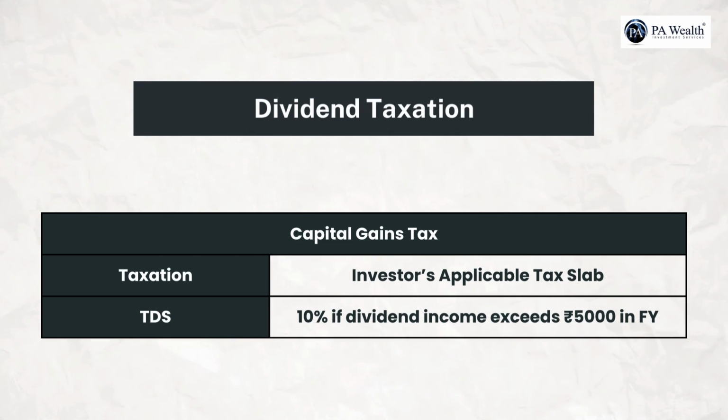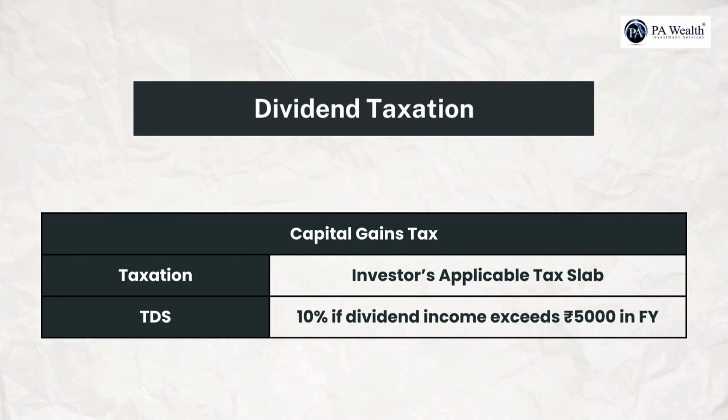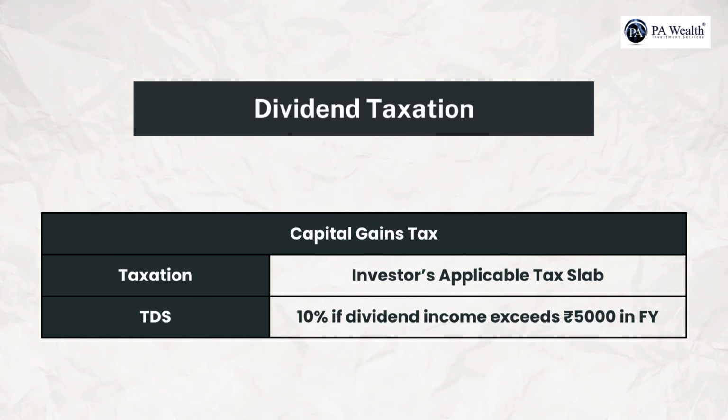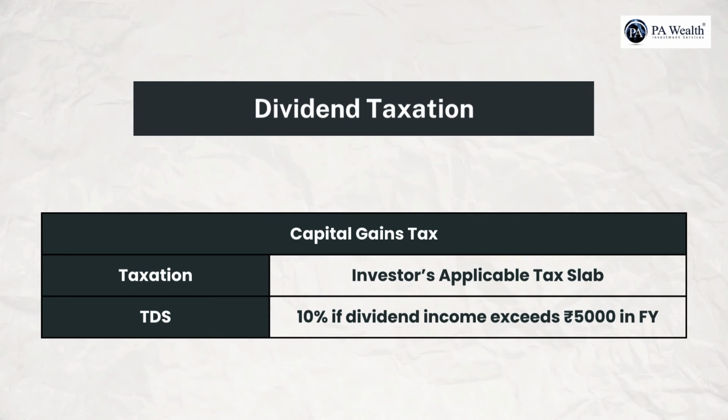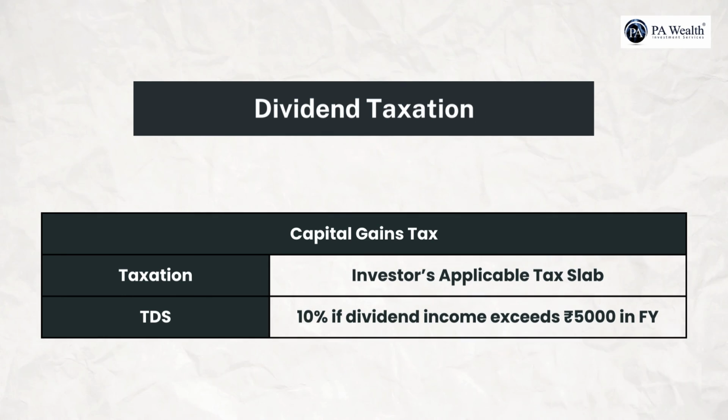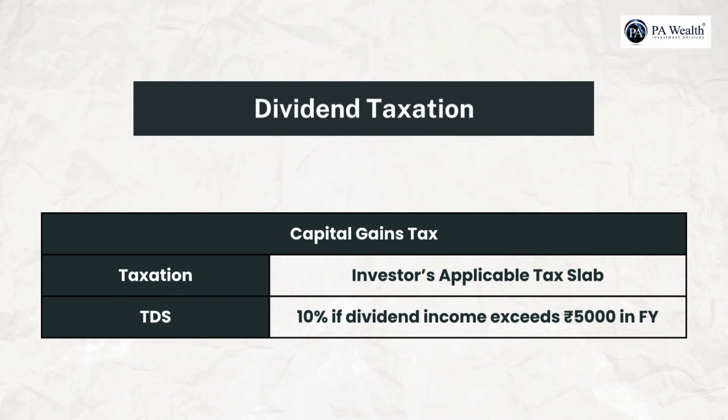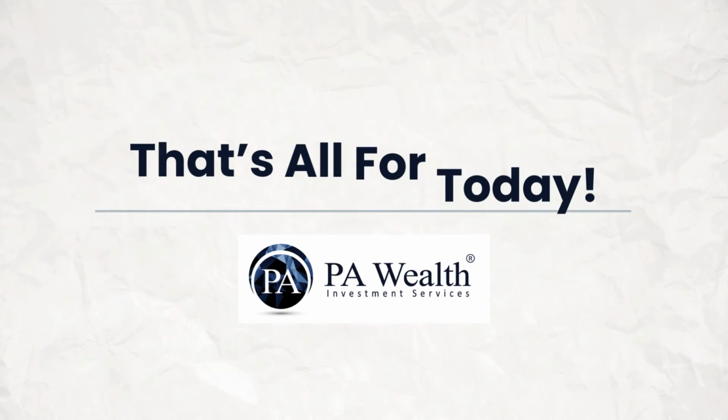Second, dividend taxation. Dividends are added to the income of the investors and taxed according to their respective tax slabs. If an investor's dividend income exceeds Rs 5,000 in a financial year, the fund house also deducts a TDS of 10%. That's all for today.